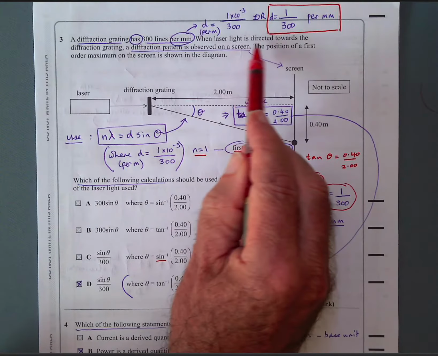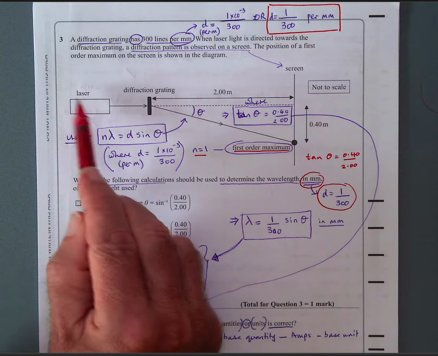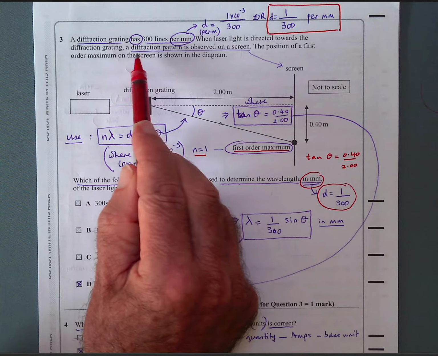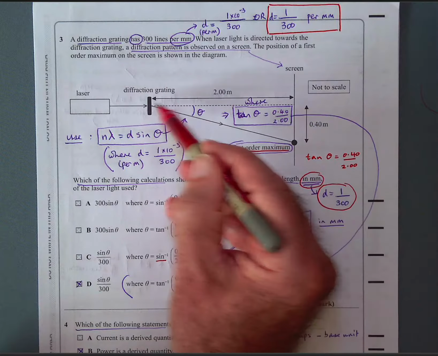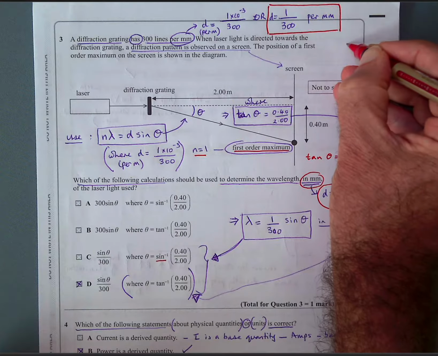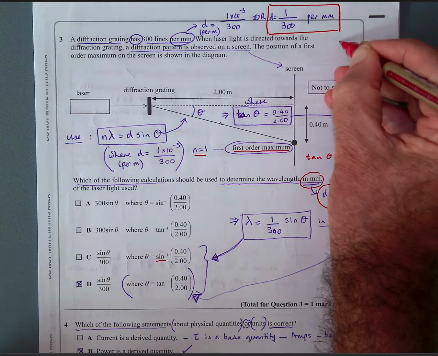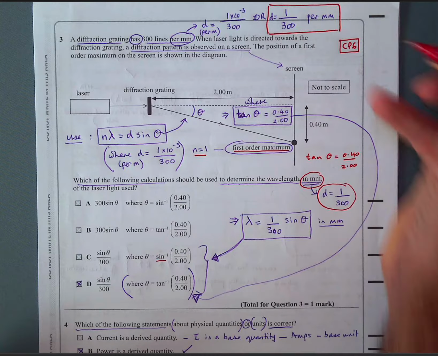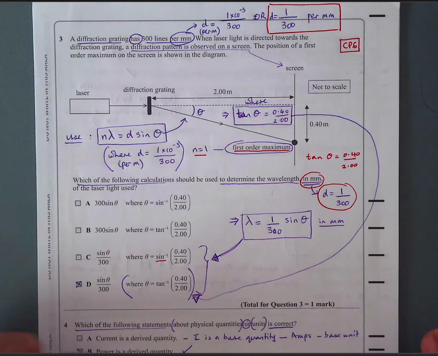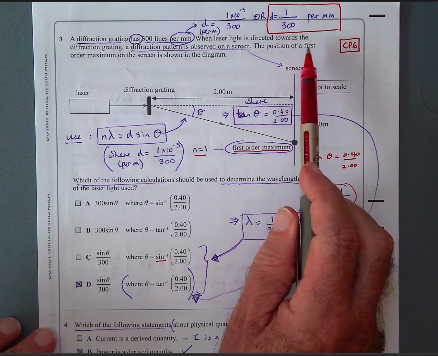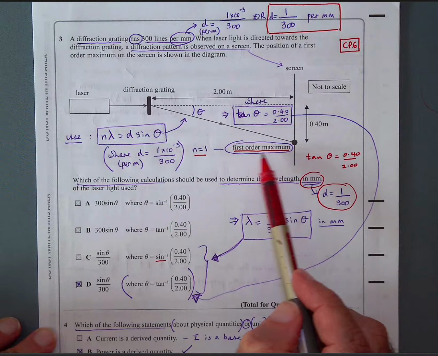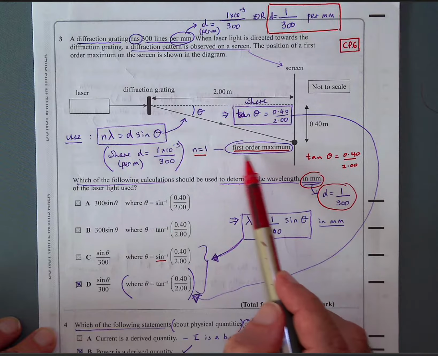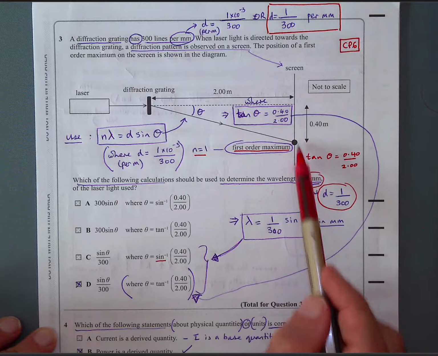When laser light is directed towards the diffraction grating, a diffraction pattern is seen on the screen. The screen is 2 meters away from the diffraction grating. These are things that you need to measure. This is, I believe, core practical 6 in your required practicals, so you need to be aware of the method and how you can work it out. Normally you would get the students to work out the wavelength from the position of the first order maximum, usually on each side. They're giving you the position of the first order maximum as 0.4 from the center.